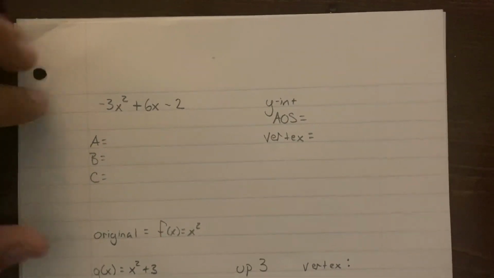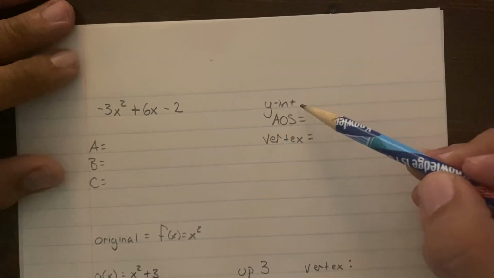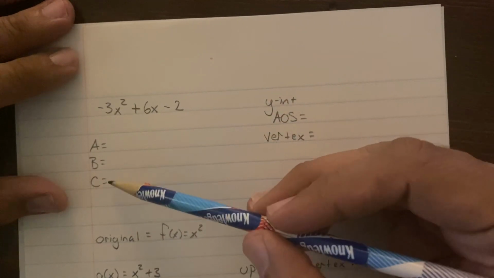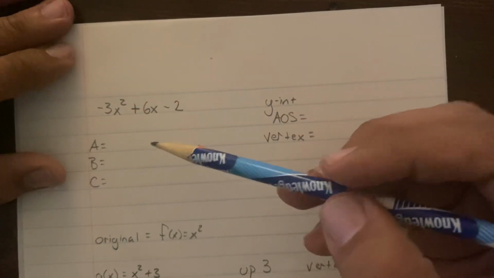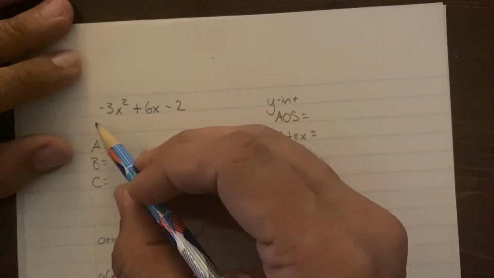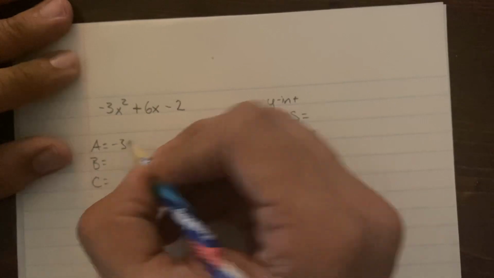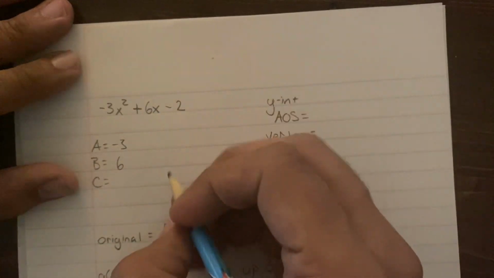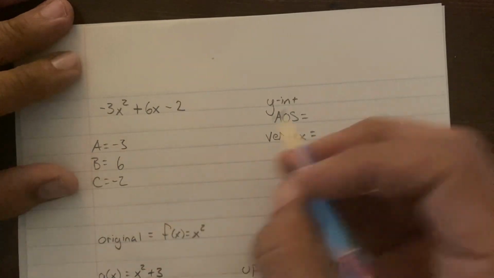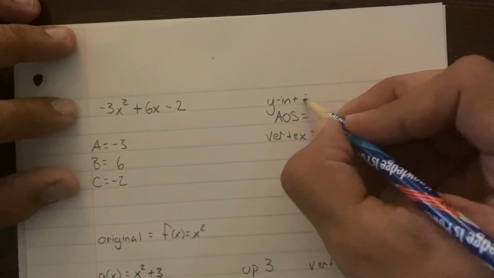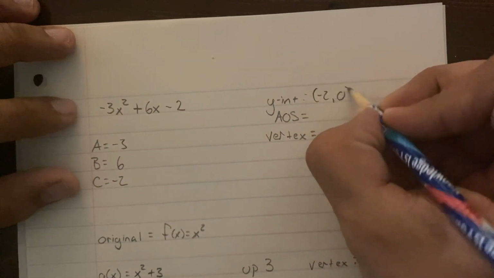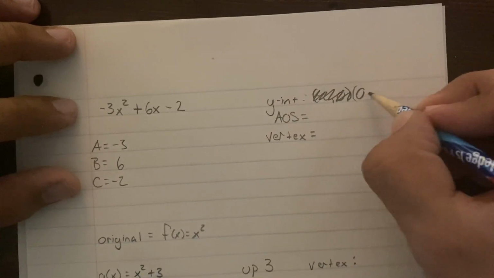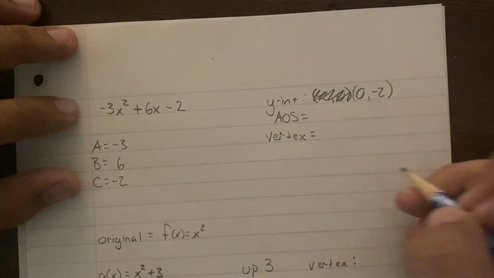I'm going to show you how to find the y-intercept, the axis of symmetry, and the vertex using a, b, and c from this quadratic function. So a in this quadratic function is -3, b is 6, and c is -2. The y-intercept is at (0, -2).